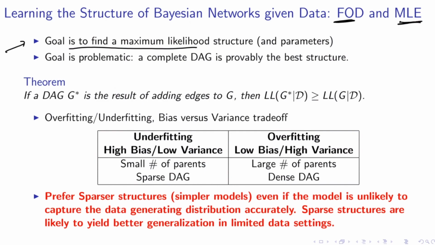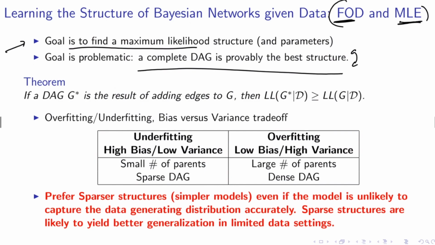This is because a so-called complete DAG is provably the best structure. If I want to perform MLE learning in the case of fully observable data, all I have to do is output the complete DAG and learn the parameters of that DAG using the closed form estimates that we derived for the FOD case. How do I know this?